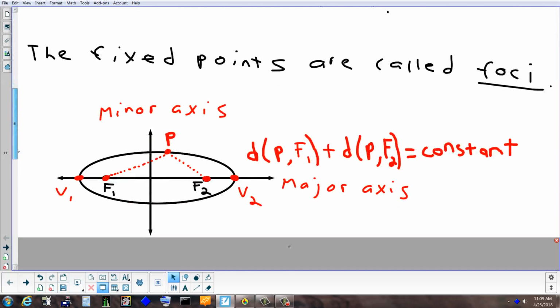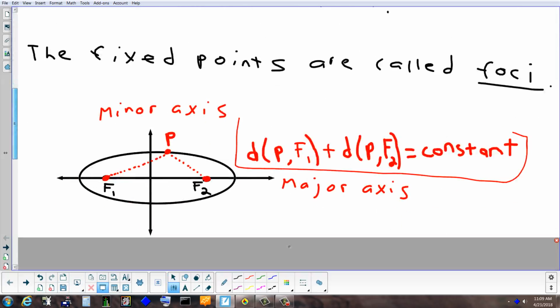Okay, F1 and F2 stand for focus 1 and focus 2. Don't worry about V1 and V2 yet; I haven't told you what those are. So for now, just put that. And P is just any point on the ellipse. And there's the definition of an ellipse as an equation.